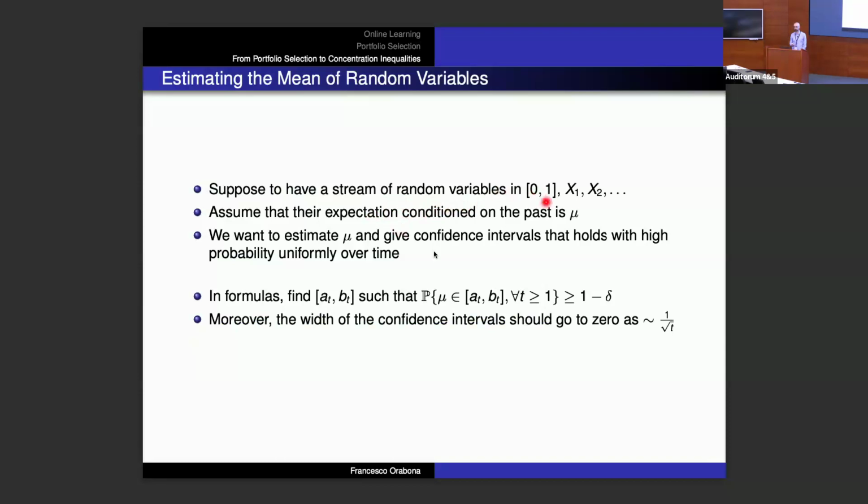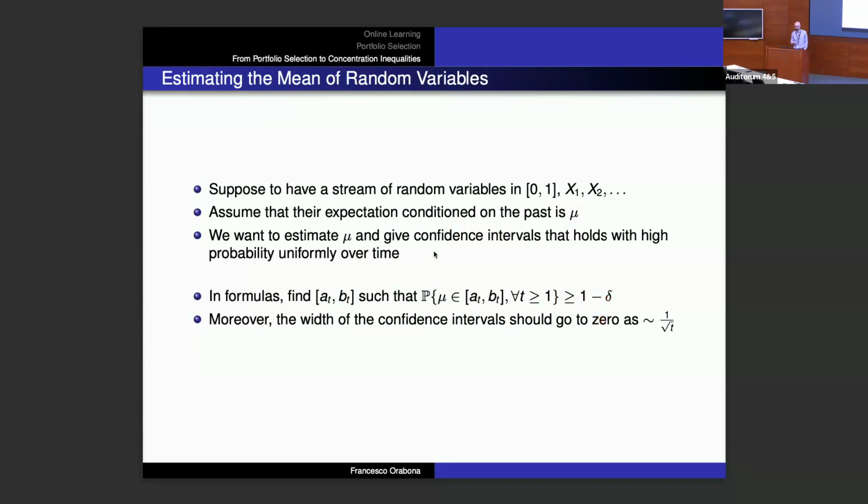You have a stream of random variables in [0, 1]. So they're bounded. Let's say they are IID, but actually I need something a little bit weaker. The only thing I need is that the expectation of each one of them conditioned on the past is a certain mu, that is fixed. And I want to estimate mu, and I want to give a confidence interval that holds uniformly over time. This is a classic problem. In formulas, I want to generate a sequence of intervals A_t, B_t such that the probability that mu belongs to A_t, B_t for all time steps is at least 1 minus delta, and I decide delta.